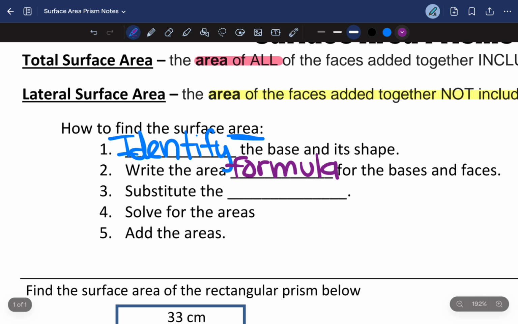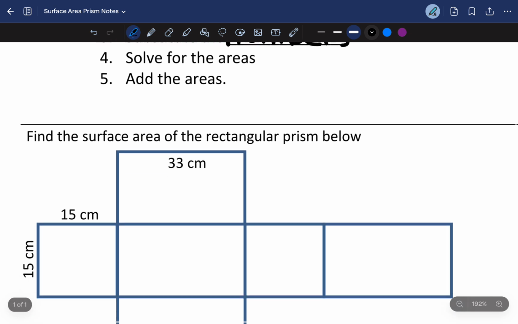The base is not always what the shape sits on, but it's in the name of the shape. And like I said, we'll talk more about it here in a little bit. And then the faces are the other sides of the shape. And then the last step, you'll never guess, you're going to substitute the numbers. You're going to substitute in, solve for the areas, and then you'll add the areas. So if it's lateral surface area, you don't add the bases. But if it's total surface area, you add everything together.